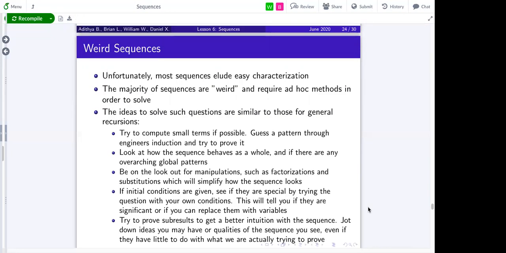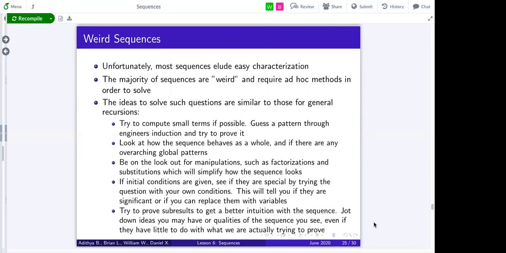For example, you can always try to compute small terms. This is a very popular technique on the AMC to engineer induct. However, in this case, whatever we engineer induct, we're also going to prove. And that's important inside Olympiads as well. Also we need to look at how the sequence behaves as a whole. Sometimes the sequence looks really strange if you only pay attention to how it's defined term by term. However, if you look at it as a whole, you can notice some global patterns.